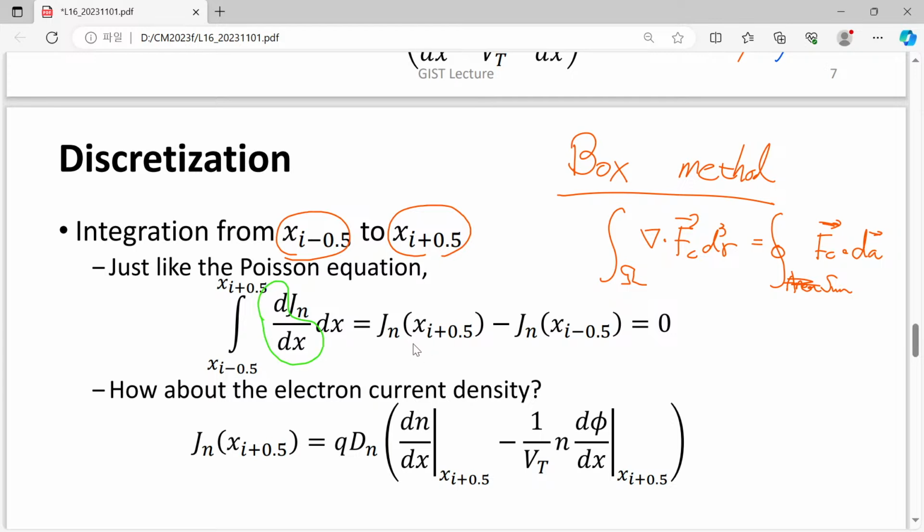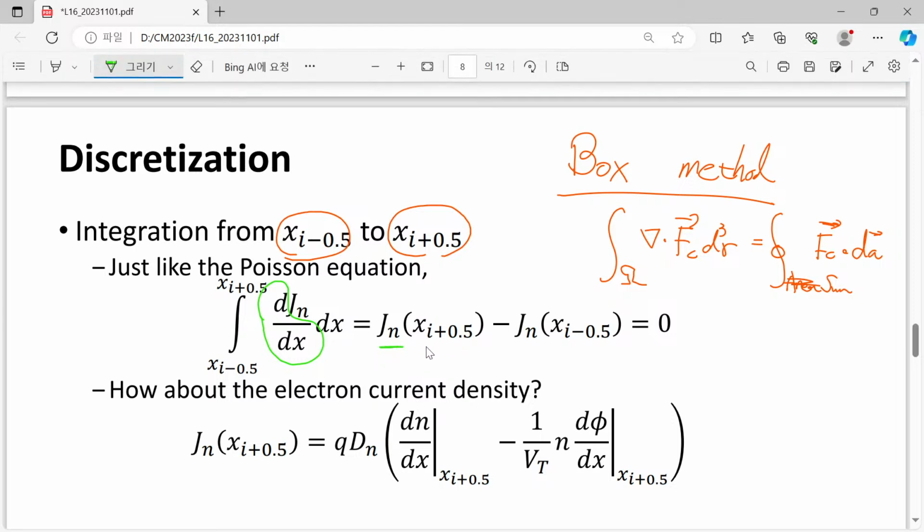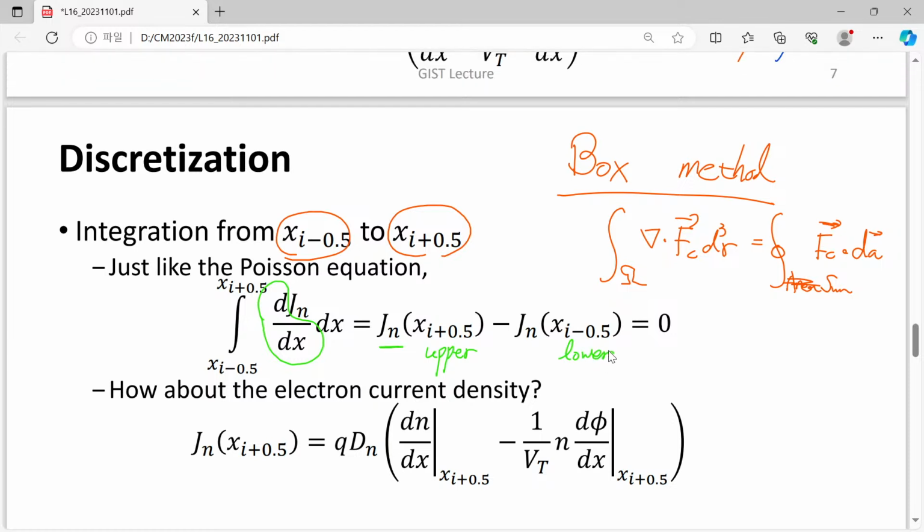Then simple integration gives us just the difference between j sub n evaluated at the upper point and at the lower point. So what we have to do is just evaluate our current density at the upper point and lower point and get the difference between these two quantities. Okay, let me just repeat once again.